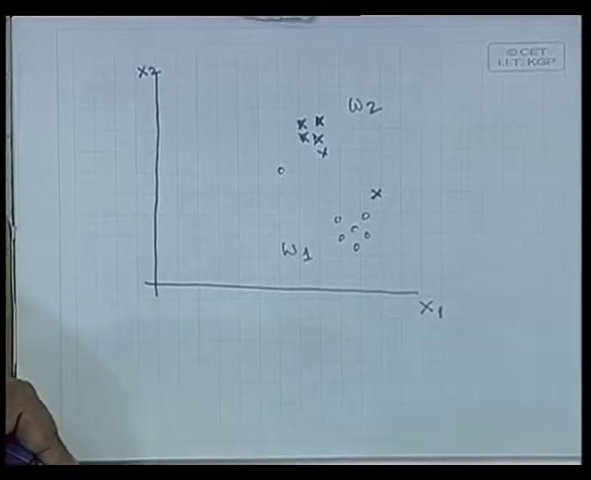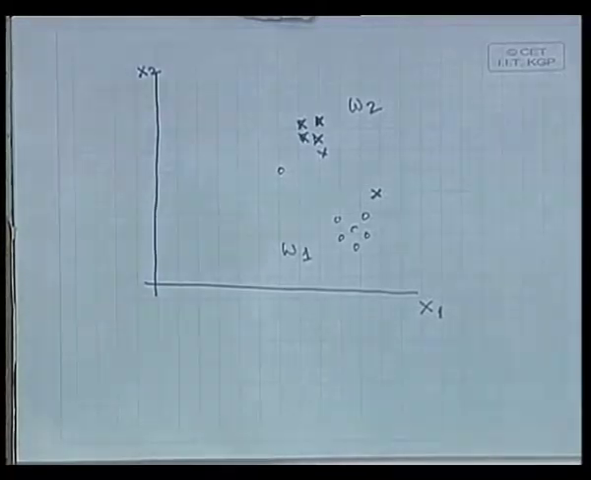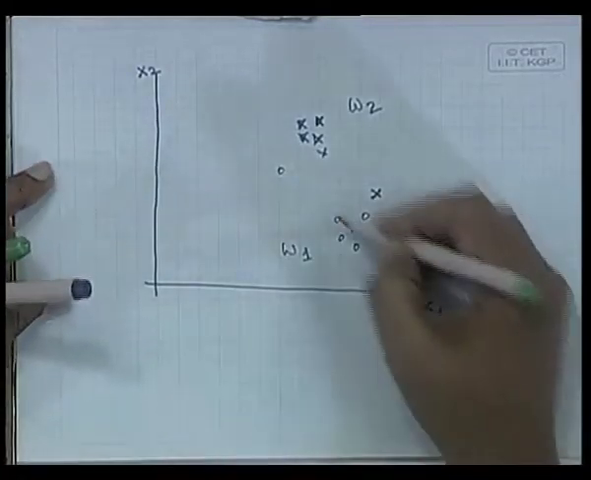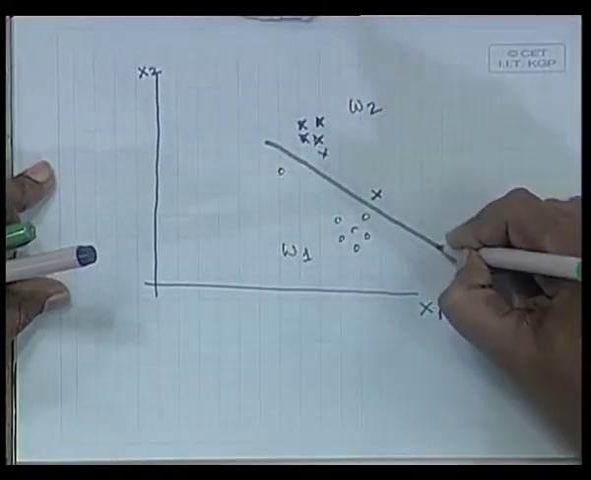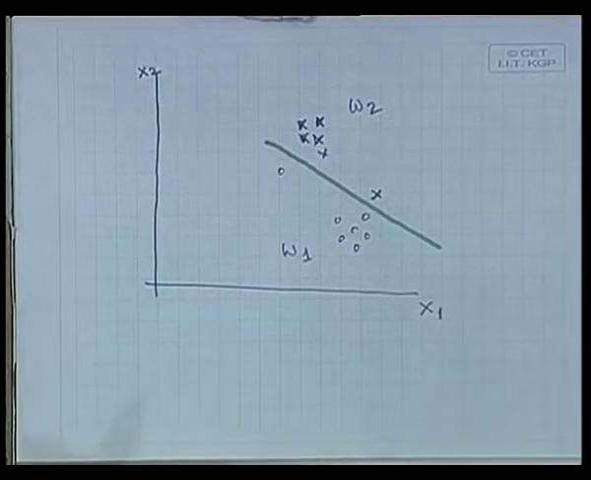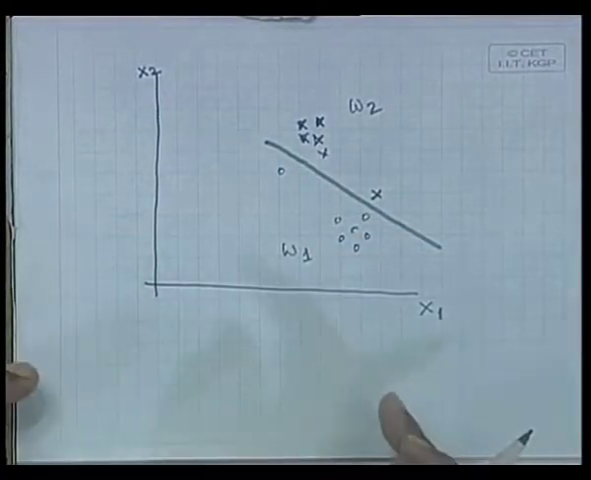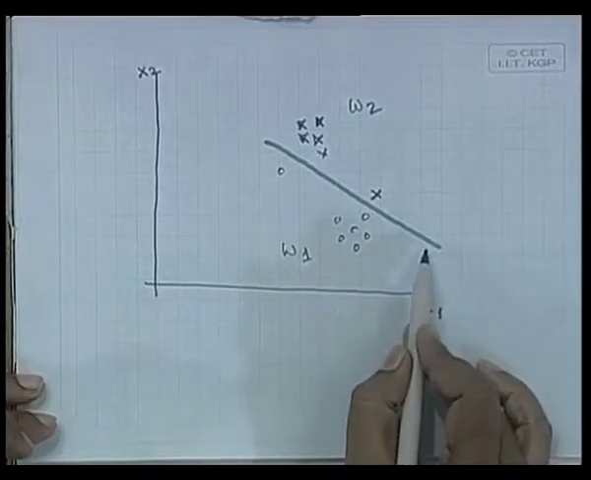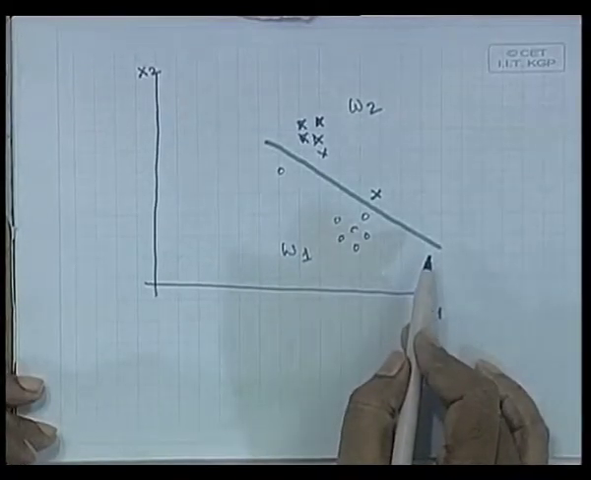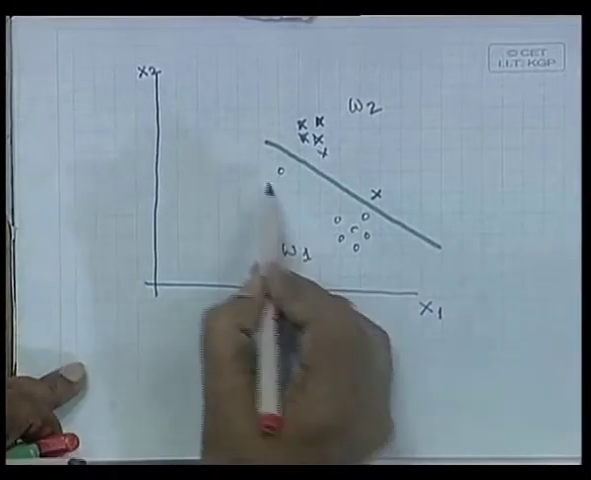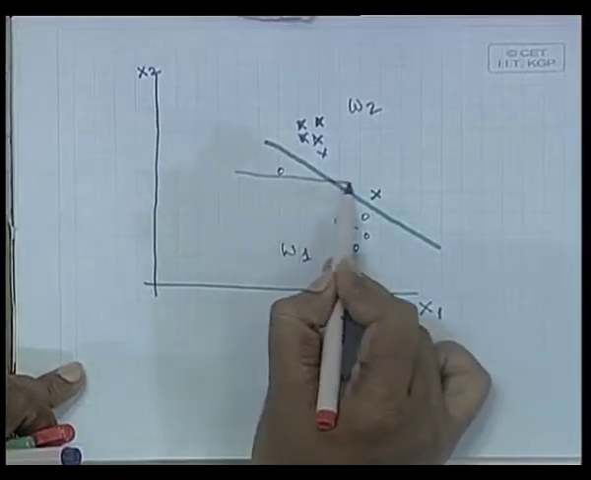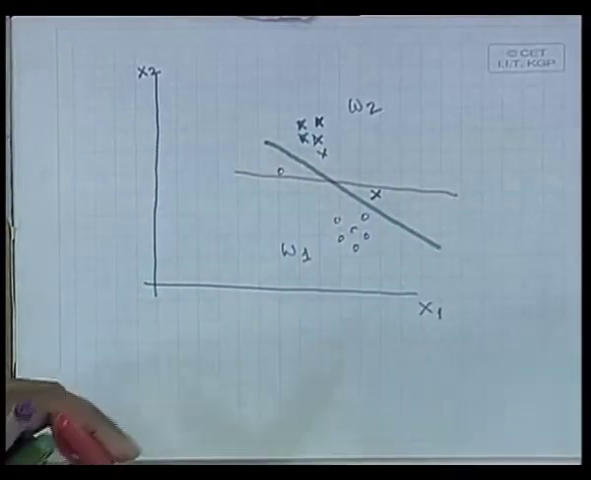Now, here you find that it is quite easy to find out that I can have a line separating these two classes. Because these are linearly separable, I should get a weight vector which will actually define this line. But when I go for this mean square error based criteria function, I may land up with a boundary something like this.